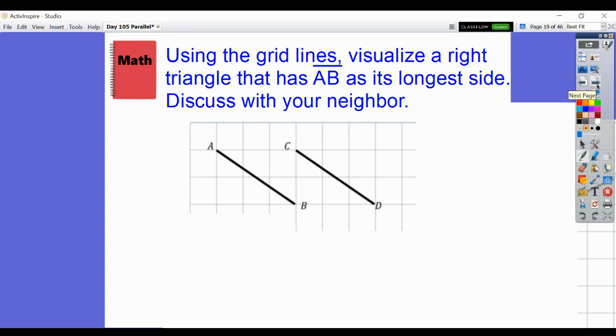Using the grid lines. Now again, if you have grid paper at home, great. If you don't have grid paper at home, just do the best you can on any other work. But you have this in your math notebook. Using the grid lines, visualize a right triangle that has AB as its longest side. Discuss with your neighbor or with somebody in the house.